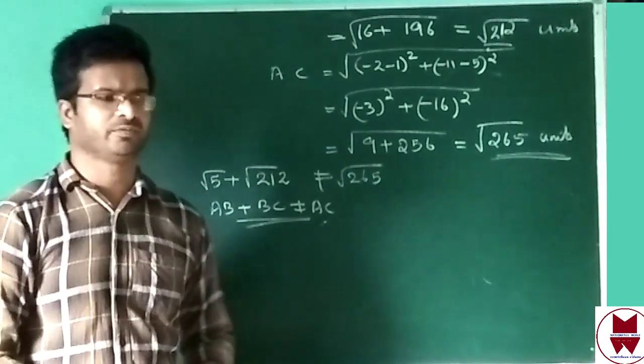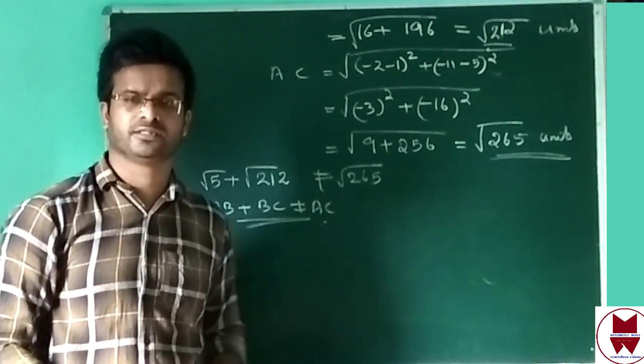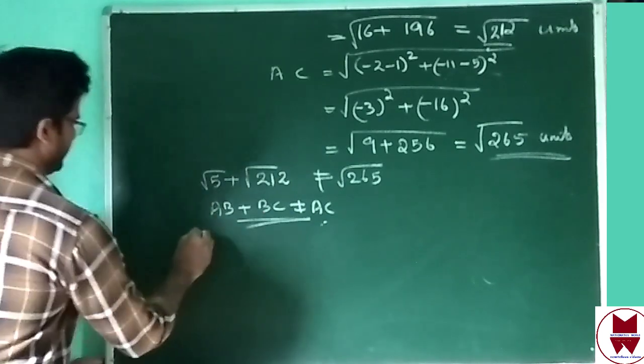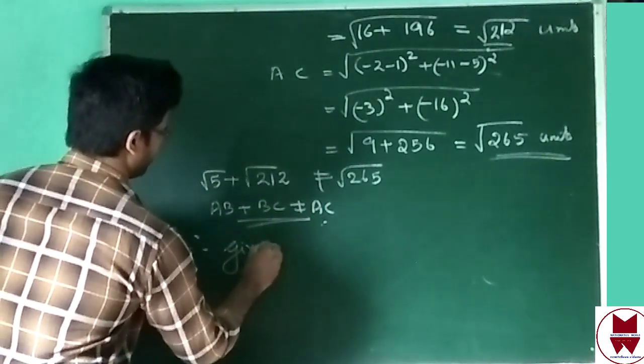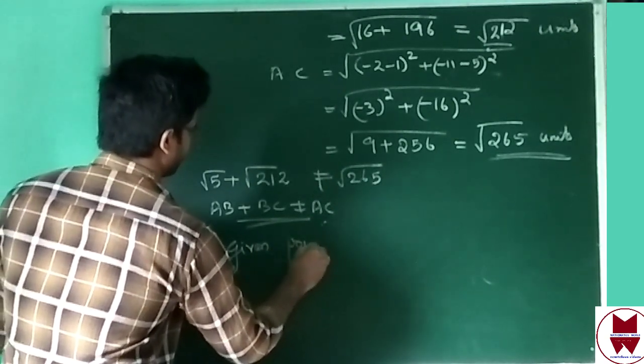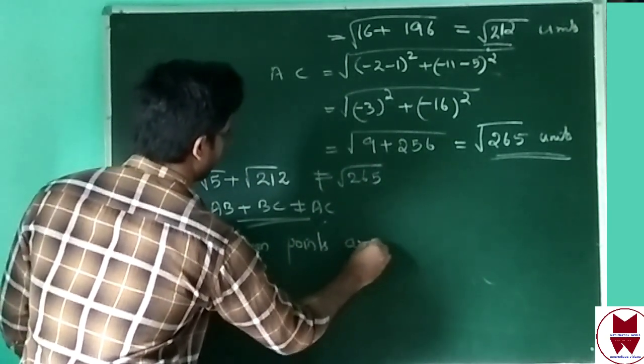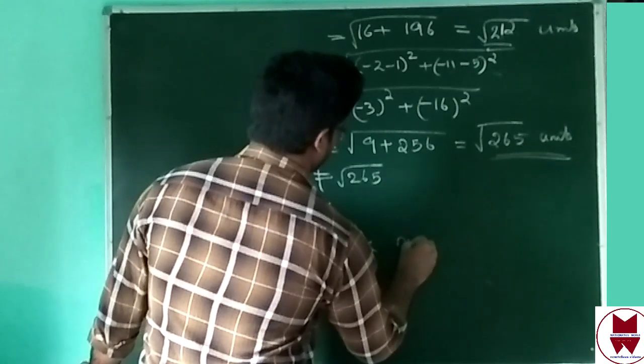Then not equal means what will we get as the answer? That the points are not collinear, isn't it? Therefore, the given points are not collinear.